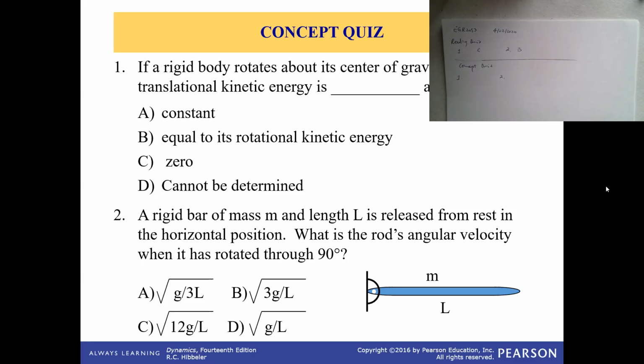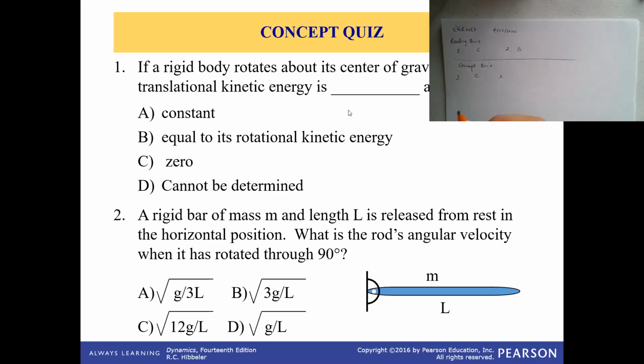All right, let's take a look at the first one. I think the first one is easier, so you all got that one right. It says if a rigid body rotates about its center of gravity, its translational kinetic energy will be zero, right? Because it only rotates about the center of gravity. So v in this case will be zero because r is zero. So the first one is zero. You got that one right.